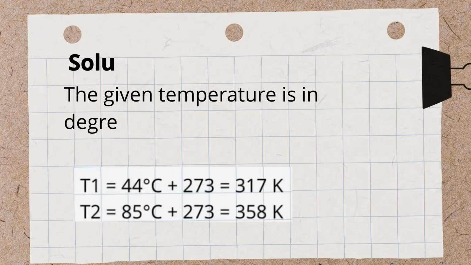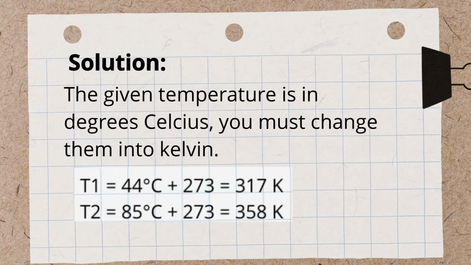Since the temperatures are given in degrees Celsius, you must first change them into Kelvin. So we have the initial temperature of 44 degrees Celsius plus 273 equals 317 Kelvin. And we have the final temperature, which is 85 degrees Celsius plus 273 equals 358 Kelvin.